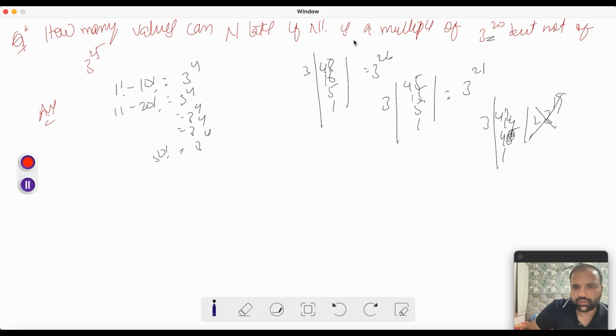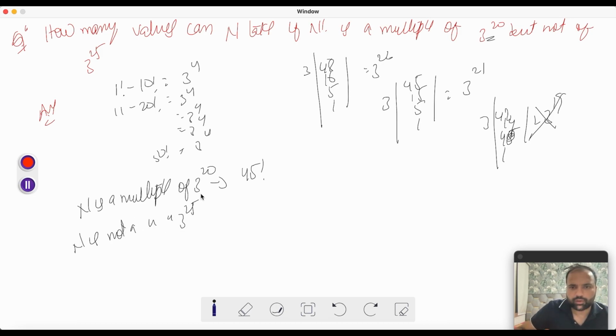If n is a multiple of 3 to the power 20, n is a multiple. Now read the question. N is a multiple of 3 to the power 20. 3 to the power 20 represents 45 factorial. And it says n is not a multiple of 3 to the power 25. So 3 to the power 25 represents what? 48 is 22. Again 51, 54, we get 18.